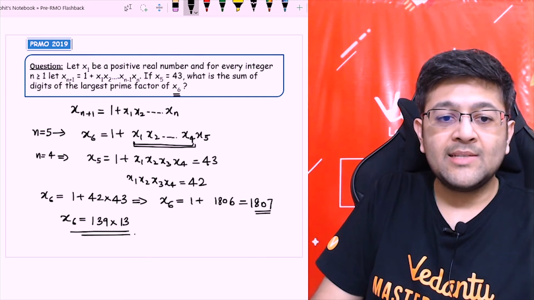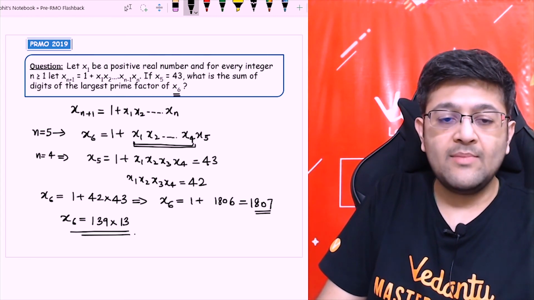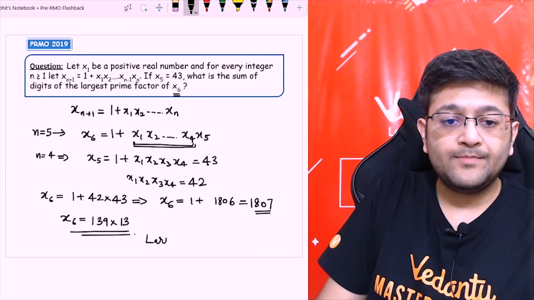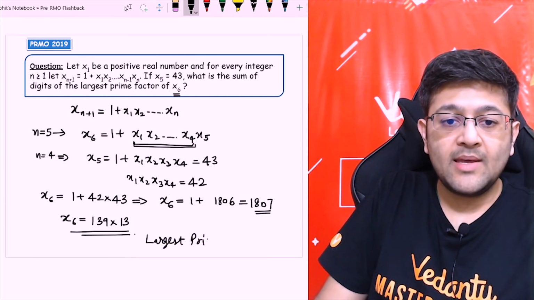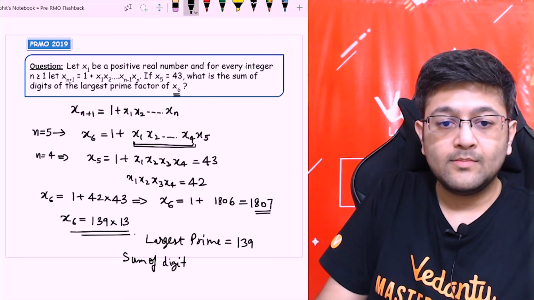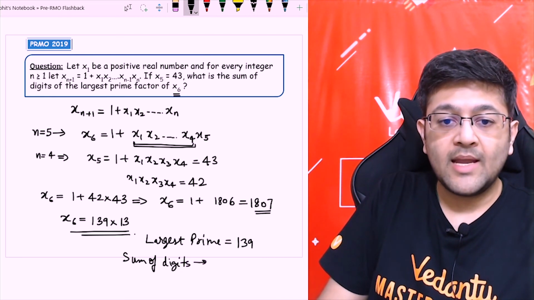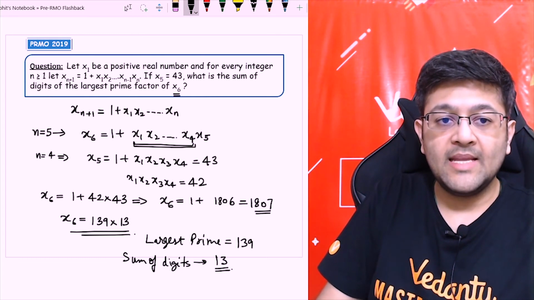So what is the largest? I think 139 is a prime, right? Yes, so 139 is a prime. So the largest prime, sum of digits, right? Largest prime here is 139. So what is the sum of digits? That is 9 plus 1 plus 3, 13, right? So the answer will be 13.